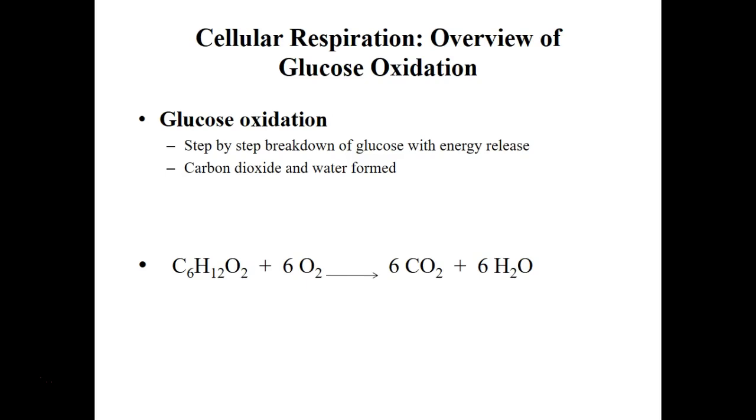We don't oxidize glucose in one step. It takes multiple steps to oxidize glucose. But the end product will be carbon dioxide, which is completely oxidized. So here's your glucose. Hold on one second. That looks much better. So C6H12O6 is glucose, and then we have 6 oxygen molecules. And we're going to oxidize glucose to produce carbon dioxide.